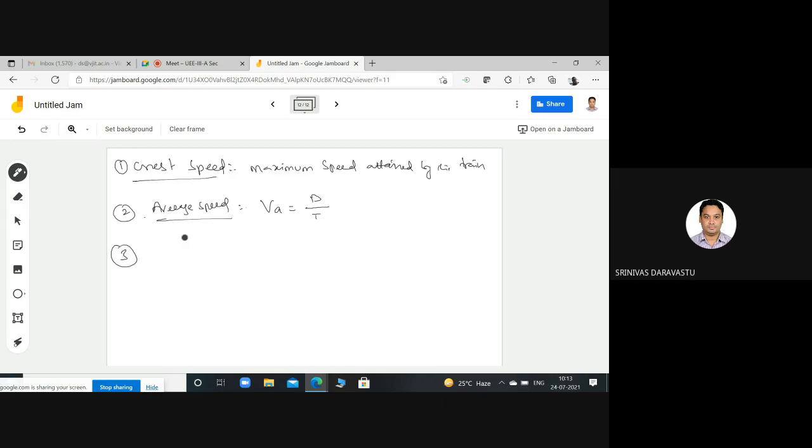And the third one is scheduled speed. Scheduled speed is represented with VS. VS equals total distance traveled by the train divided by the total time of run plus the time of stop. Now these are the formulas.